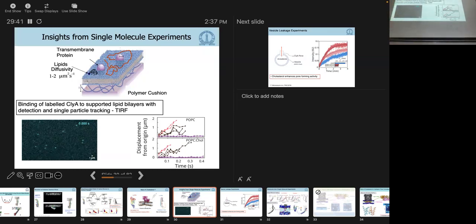Let me show you this. This is a movie of what happens. If you watch this, during the experiment, you'll see bright spots forming and disappearing. And this experiment was done with and without cholesterol. This is a POPC membrane, initially a bare membrane, and then a POPC cholesterol membrane. But what you'll start to see is the spots slowing down and collecting on the membrane with time.